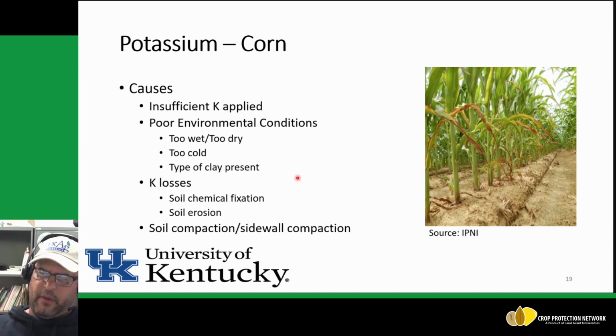Bottom line is, if you put it down, it can be fixed or taken out of the available pool by the clay. We have the soil chemical fixation, and it can be influenced by the type of clay, soil erosion, and then another issue that we will see with potassium more so than phosphorus or nitrogen is soil compaction or sidewall compaction. So we can see it here, overall picture, it's on these older leaves. It's starting at the tip, working towards the midrib and then back towards the plant.